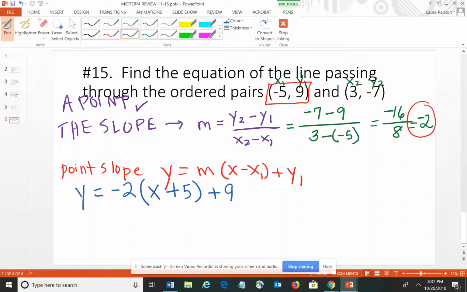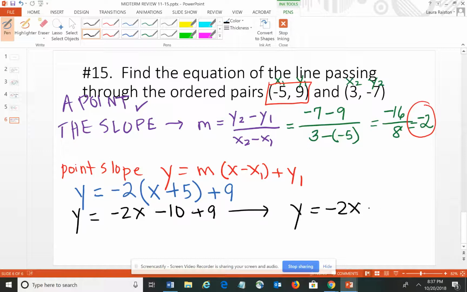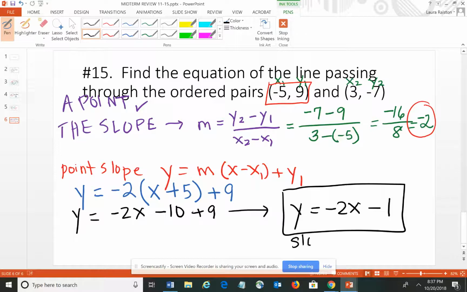And then if we want to put that into slope-intercept form, we have to go ahead and distribute and collect like terms. So I would have y equals negative 2x minus 10 plus 9. And that simplifies to y equals negative 2x minus 1. So the equation of the line written in slope-intercept form is y equals negative 2x minus 1.